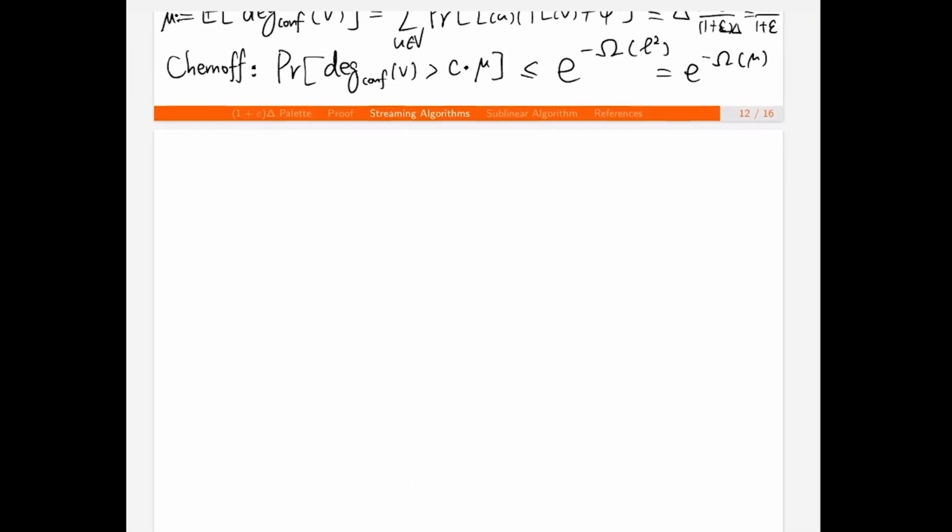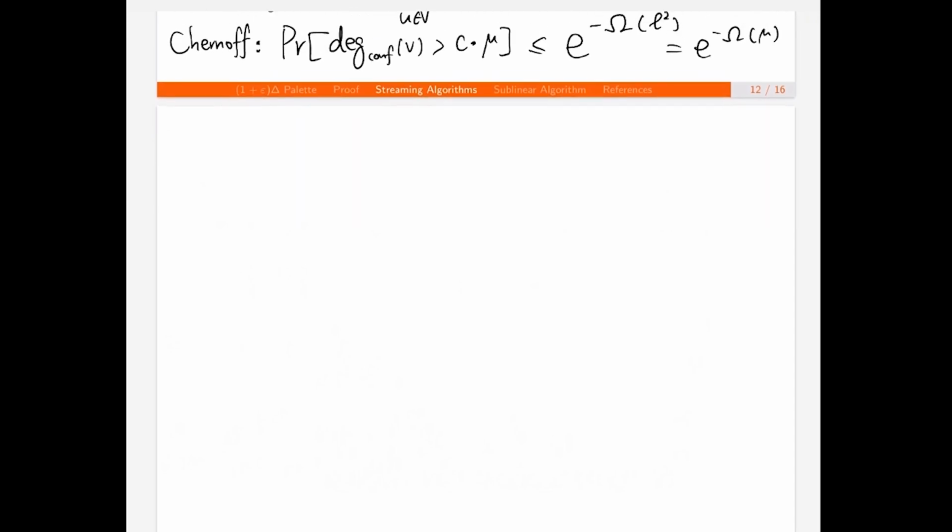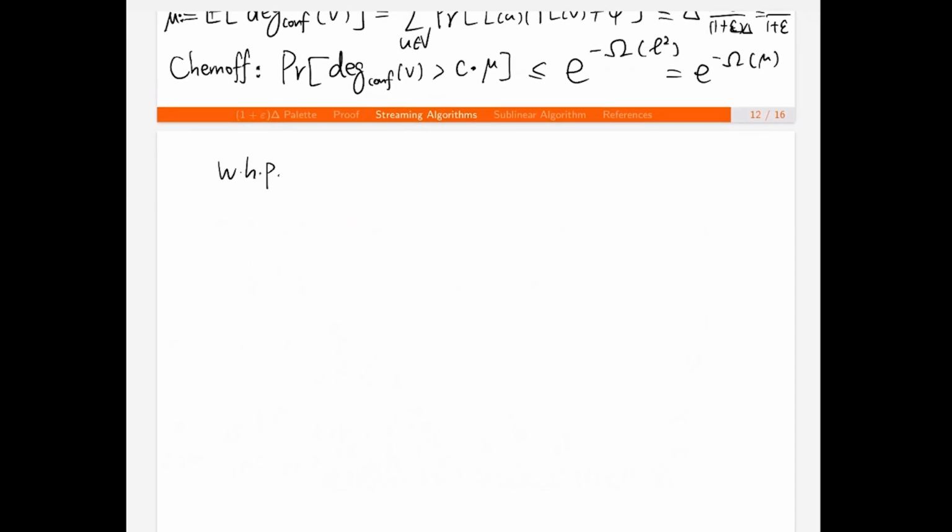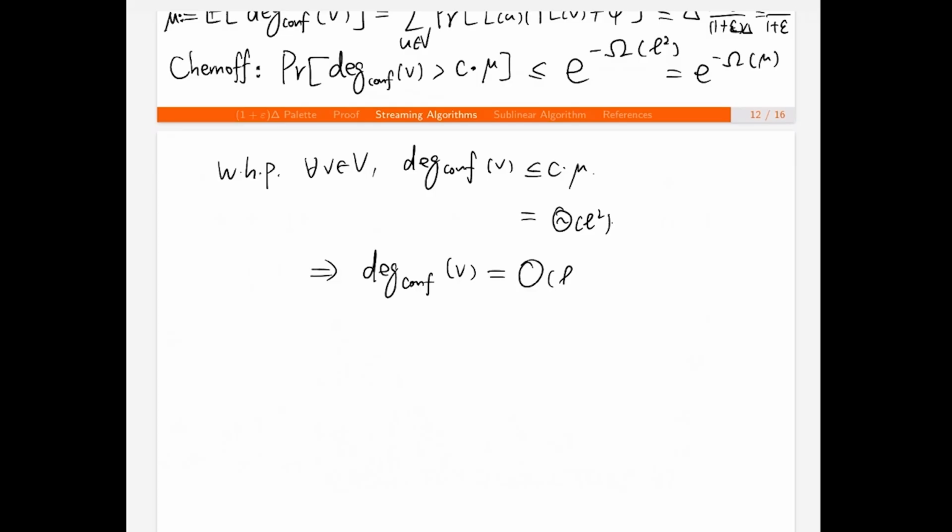Now let's use the union bound. By the union bound, with high probability, for all V, the degree of the conflict graph of V is less than or equal to C times mu. Since mu equals theta of L squared, this means the degree of every vertex V in the conflict graph is O of L squared.